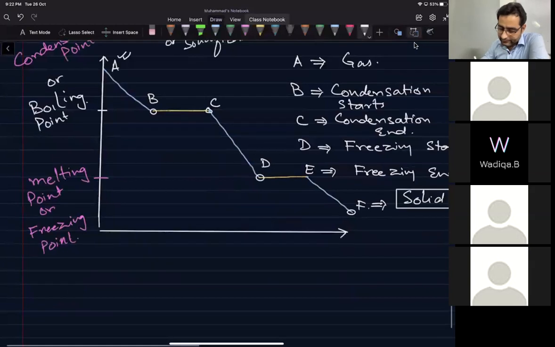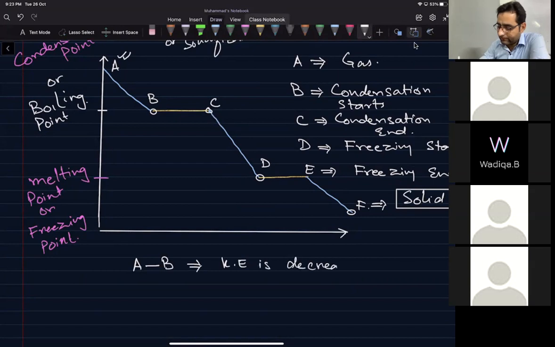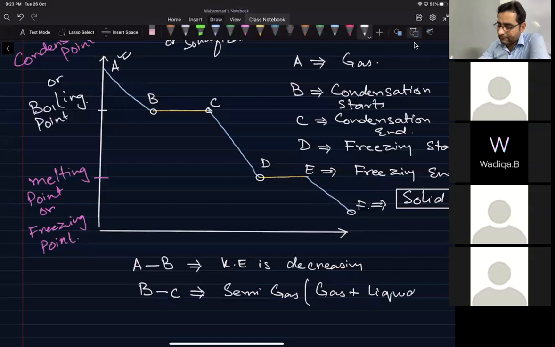So between A and B, what's happening? Between A and B, kinetic energy is decreasing because temperature is decreasing. Kinetic energy is decreasing between A and B. And between B and C, what should be the state? For B and C, it's going to be semi-gas. For semi-gas, half is a gas and half is liquid. Both are present between B and C.